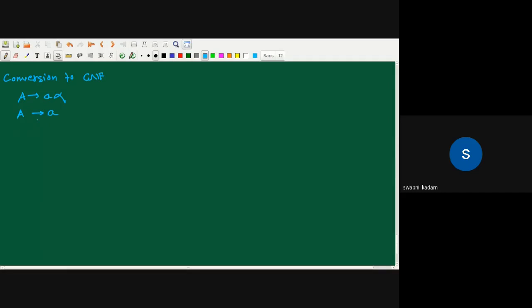Before converting a given grammar to a GNF, we should also check whether it contains any useless production, unit production, or any epsilon production. If it has these, then we should first remove them and then go for the GNF conversion. Okay, next we'll see one of the problems for GNF conversion.